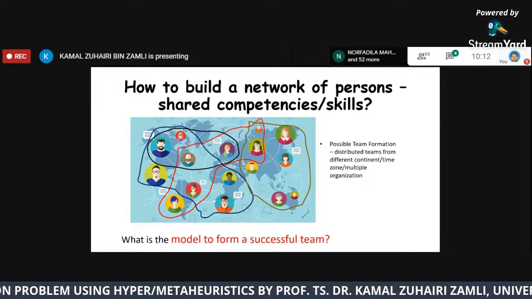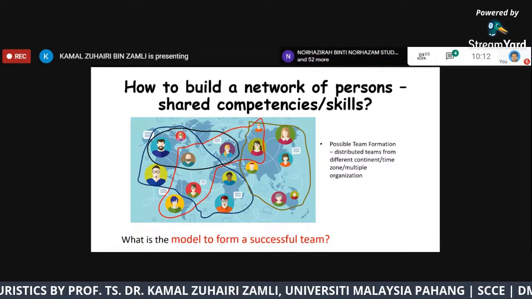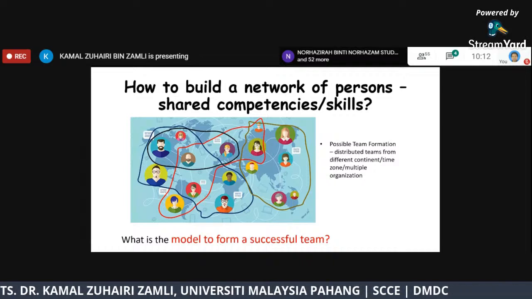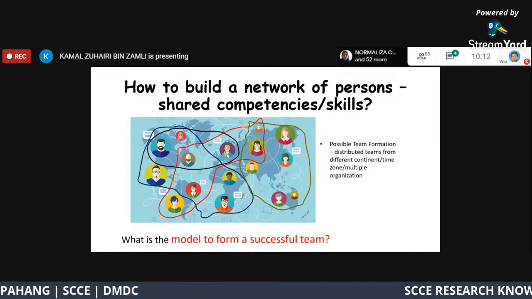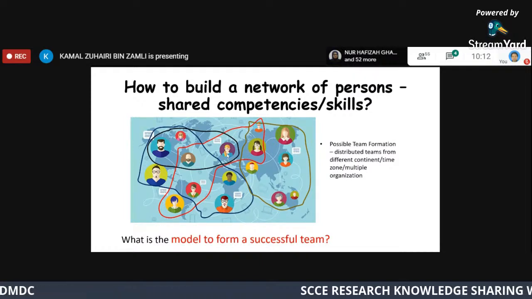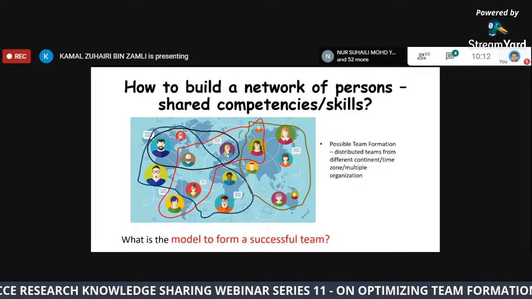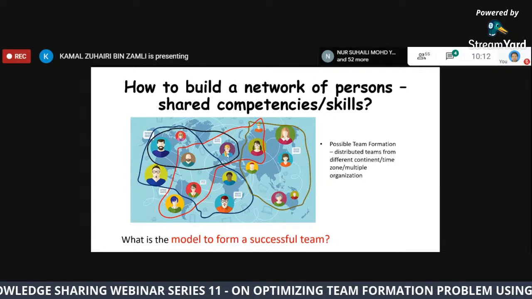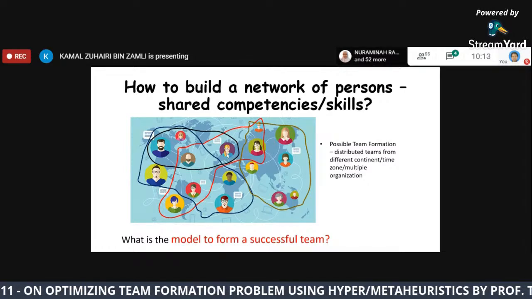So how do we model and form a successful team where teams are distributed across different continents and time zones, with multiple organizations? How do we build a network of persons with shared competency and skills to undertake the project that we have? This is actually the team formation problem. So let me share with you.